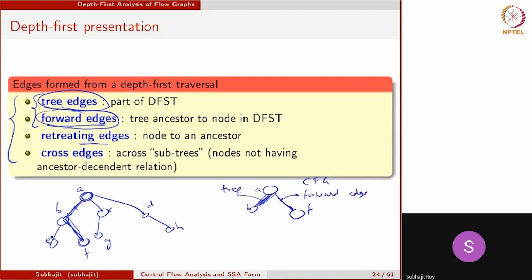Then I have retreating edges. So if I have an edge that goes from F to B, right? So if I look at my graph, this is an edge that goes from F to B, but there is an edge from B to F in the spanning tree, right? But I am going in the other direction. These edges are referred to as a back edge. In fact, it does not even have to go to the immediate successor. It could have gone to A, right? So F to A would have been a back edge. Sorry, a retreating edge.